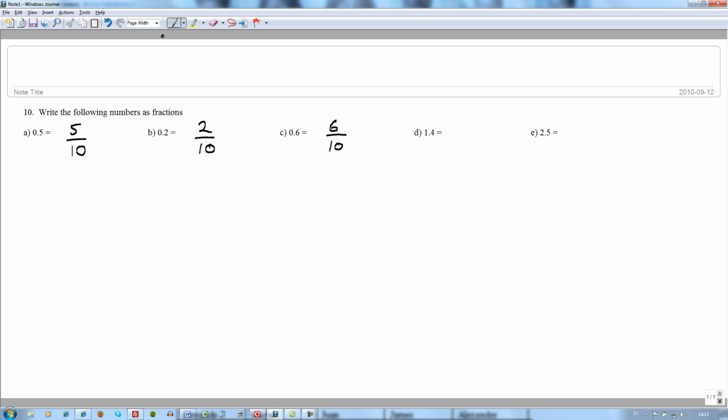And 1.4. I'm going to write that as a fraction. So let's multiply 1.4 by 10, which means we're going to move this decimal point to here. So we're going to get 14 instead of 1.4. So we multiply by 10, we get 14, but then we have to divide by 10 as well. So we get 14 divided by 10.